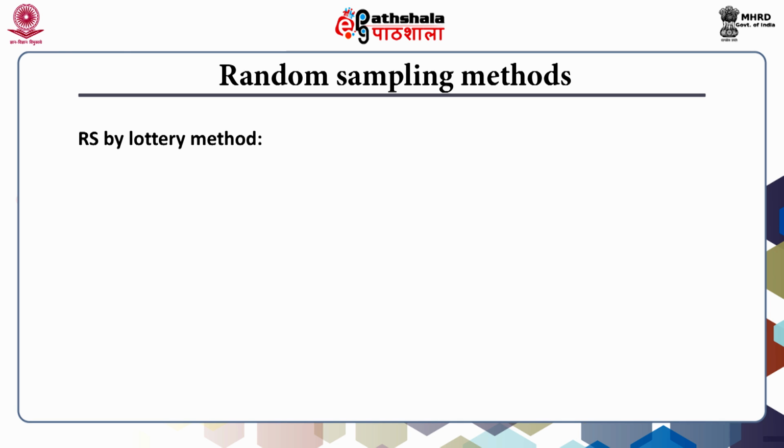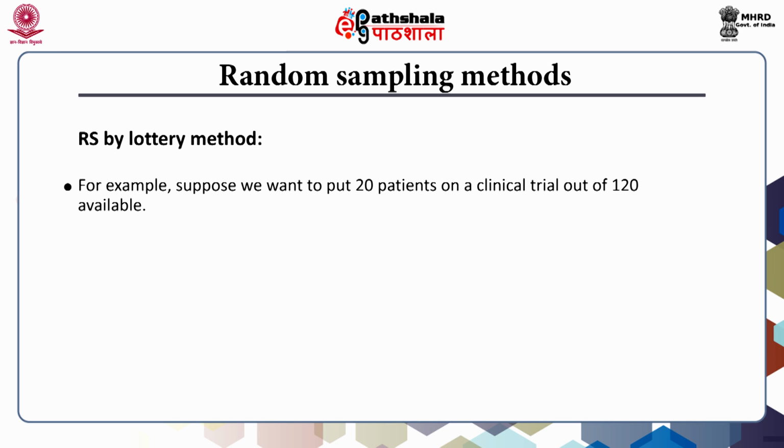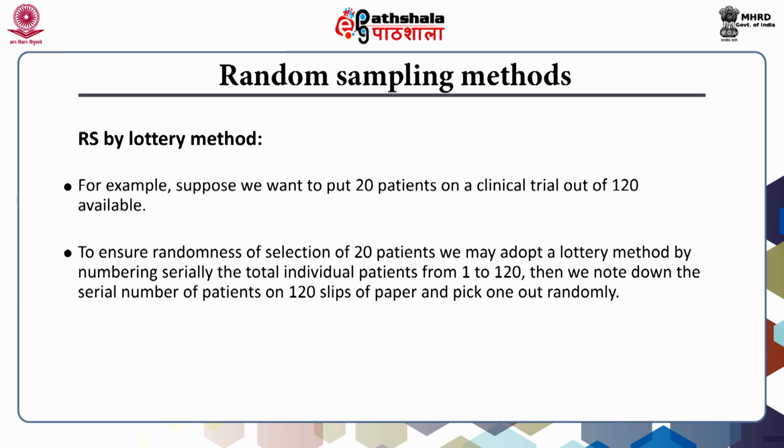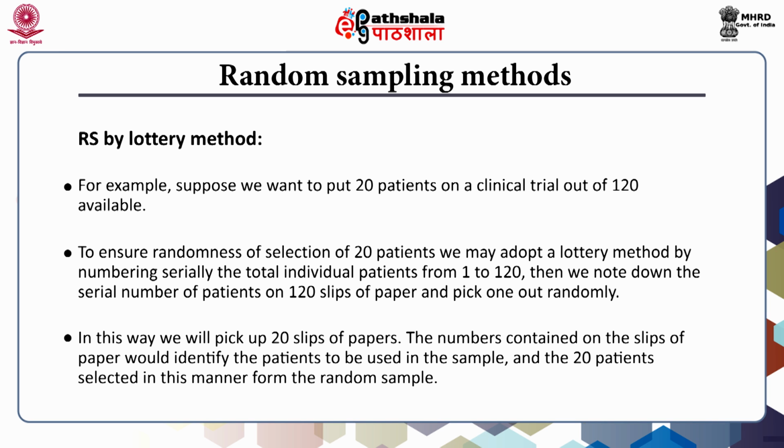Random sampling by lottery method. Let us see how to do this. For example, suppose we want to put 20 patients on a clinical trial out of 120 patients available. To ensure randomness of selection of 20 patients, we may adopt a lottery method by numbering serially the total individual patients from 1 to 120. Then, we note down the serial number of patients on 120 slips of paper and pick one out randomly. In this way, we will pick up 20 slips of papers. The numbers contained on the slips of paper would identify the patients to be used in the sample and the 20 patients selected in this manner will form the random sample.